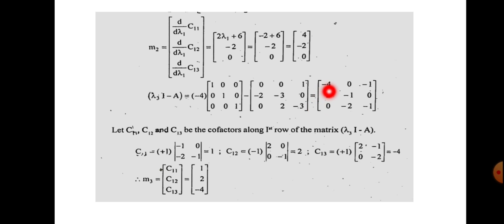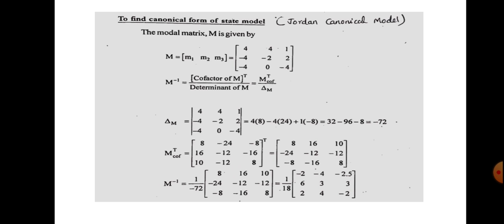And again you have to go for C11, C12, C13, that is, the cofactor elements you have to find out, and you have to put them in the form of a column matrix. So you will get M3. Then you can write the modal matrix by M1, M2, M3. So the modal matrix is given by, here we are going to find the Jordan canonical form. So first we need the modal matrix, that is M1, M2, M3. M1 is this one, M2 is this one, M3 is this one. Similarly, in order to find the J value, J will be equal to M inverse AM.